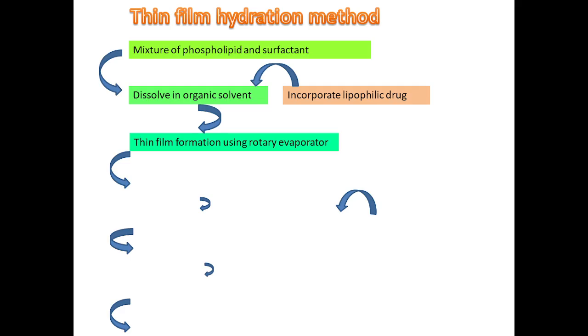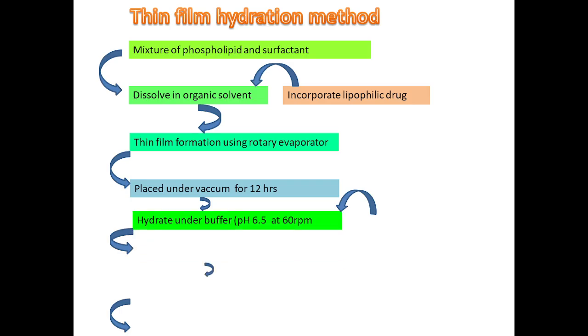Thin film formation using rotary evaporator. Now the thin film formation is done by evaporation of solvent using a rotary evaporator. Place under the vacuum for 12 hours. Hydrate with buffer. pH 6.5 is maintained and the speed is 60 rpm.